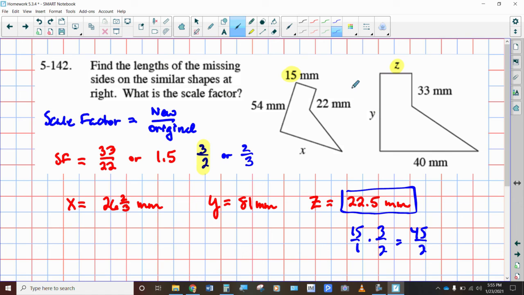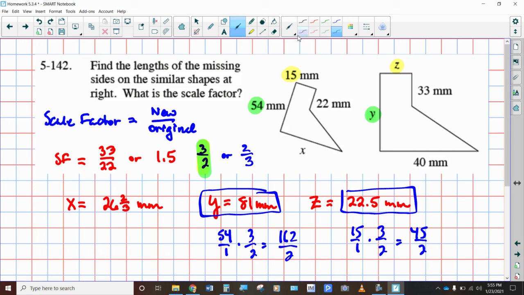Same thing applies for y. If I take the 54 and the y, you're going to multiply 54 times something to give you y, which is bigger than 54. So we're going to have to once again choose the 3 over 2 scale factor. So this becomes 54 over 1 times 3 over 2, which is 162 divided by 2, which ends up giving you 81 for your answer.